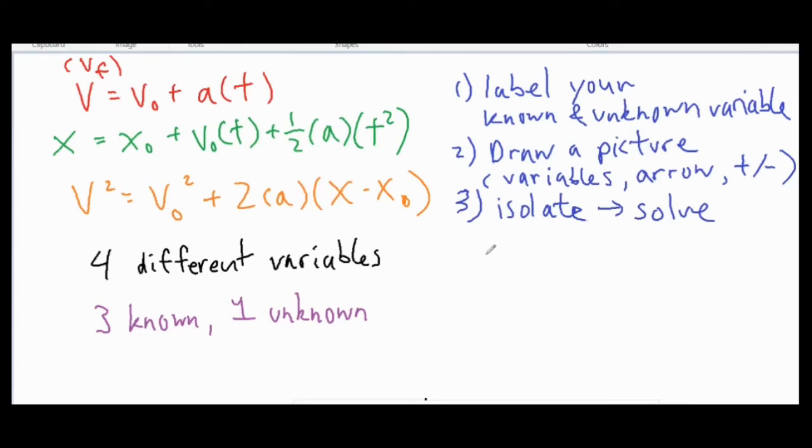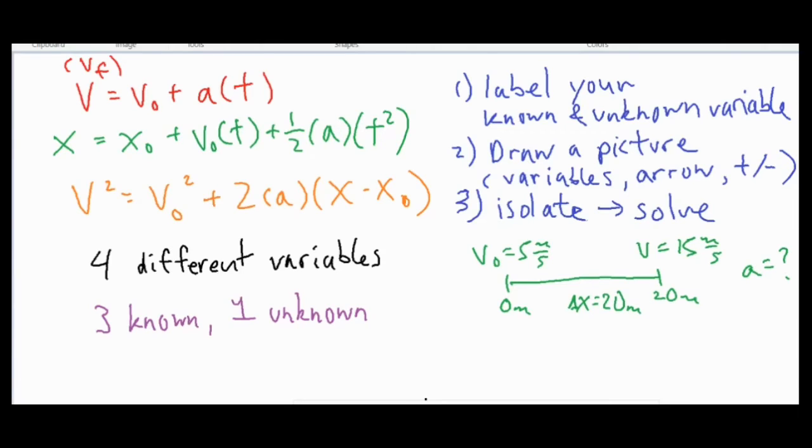So say, for example, you have an object that starts at 5 meters per second at a position of 0 meters, and then it travels 20 meters and then reaches a final velocity of 15 meters per second. So then we know our delta x is 20, and then we might be solving for our acceleration. Okay, so what I did is I labeled my known variables where they happened in the situation, as in like the v naught happened right at the beginning. My initial position is right here in the beginning. I did the same thing with my final velocity and my final position, and then I'm solving for my acceleration.